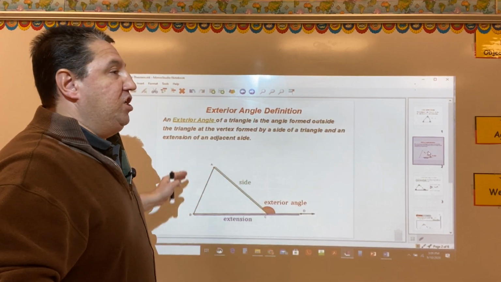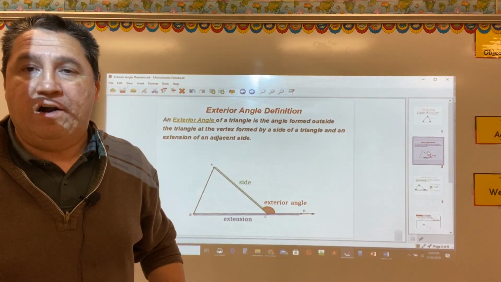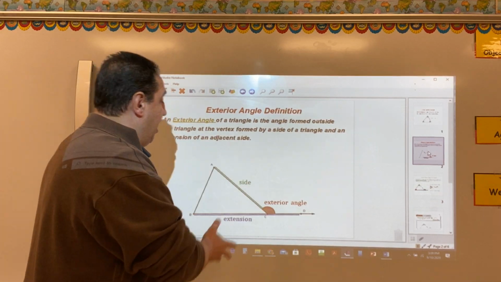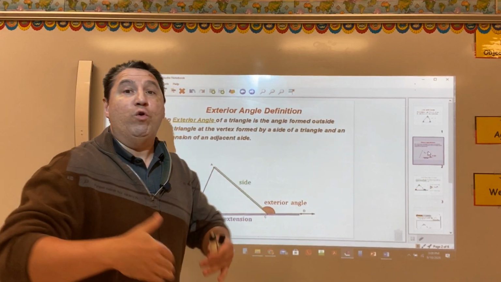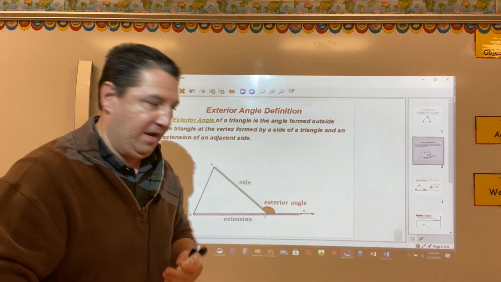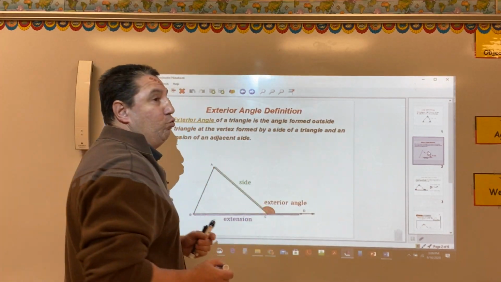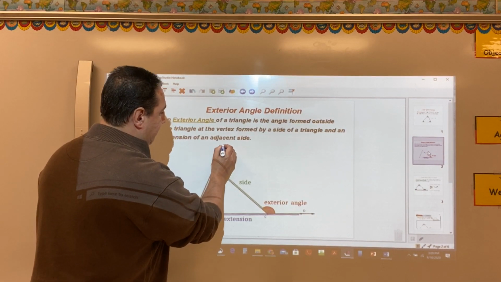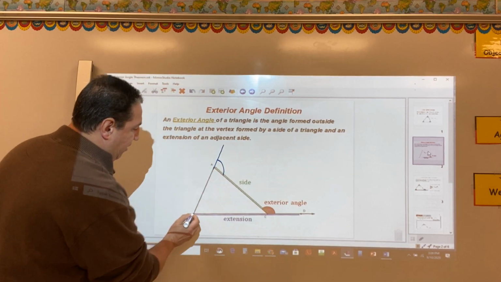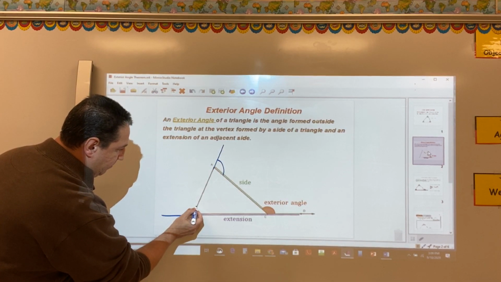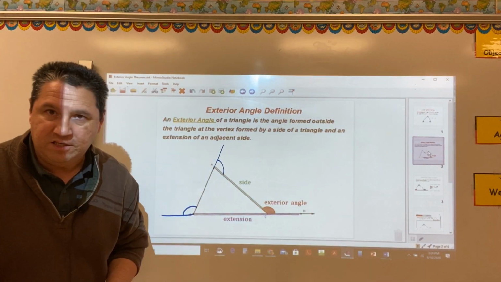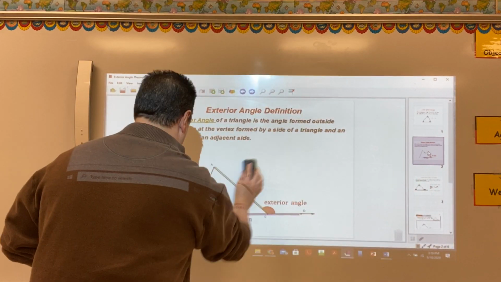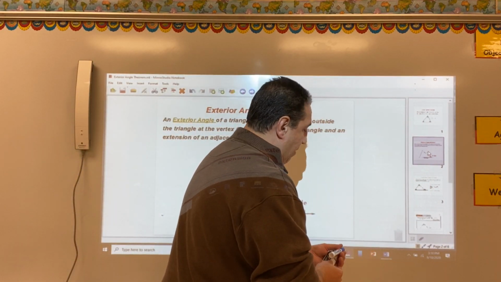Now, how many such exterior angles are in a triangle? It is the same number as the interior angles. We have 3 interior angles, so we're going to have 3 exterior angles. This one is one of them. The second one would be this one. And the third one is this one. So we have 3 such exterior angles. Good.